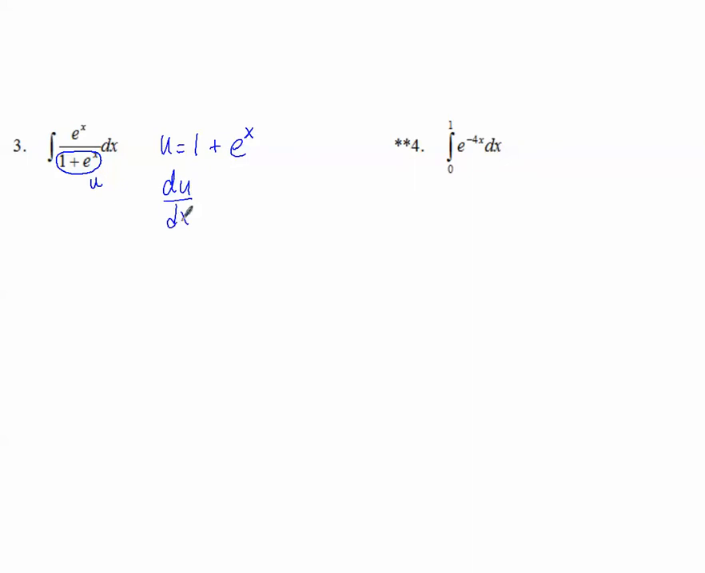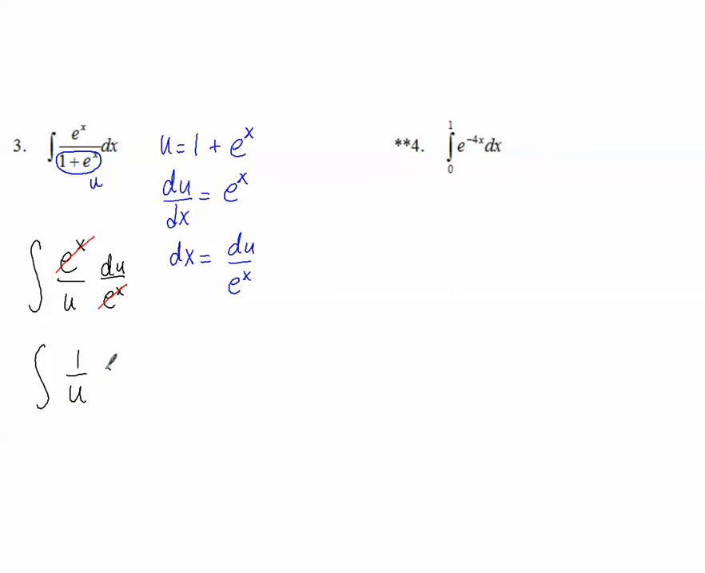du dx, the derivative of our u, is e to the x, the easiest. It's itself, e to the x. Solve for dx: du over e to the x. Let's go substitute it back into our integral. e to the x is still on top, u is on the bottom. dx comes out, and in its place, du over e to the x. What happens? e to the x divides out. What are we left with? The integral of 1 over u du.